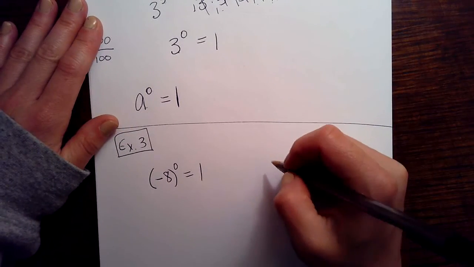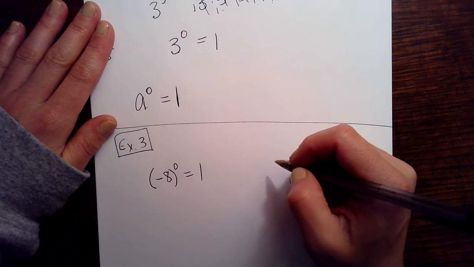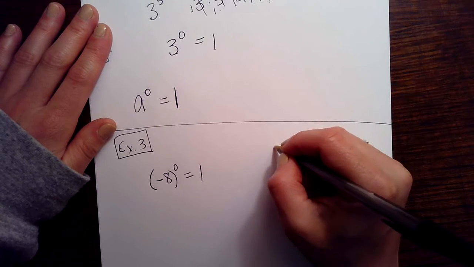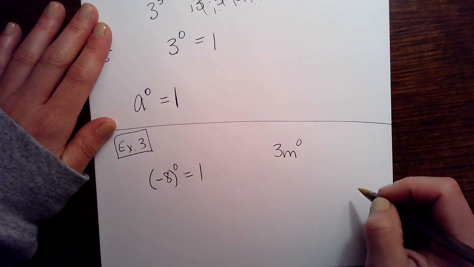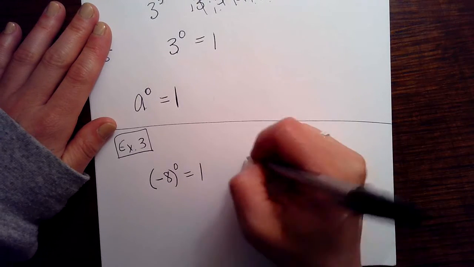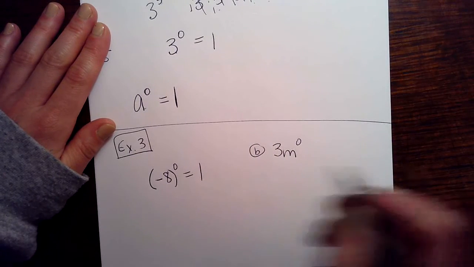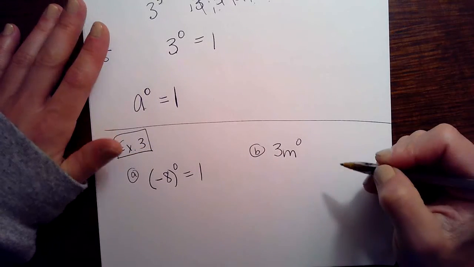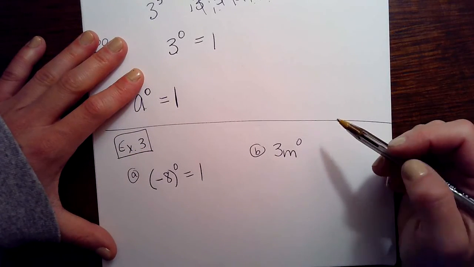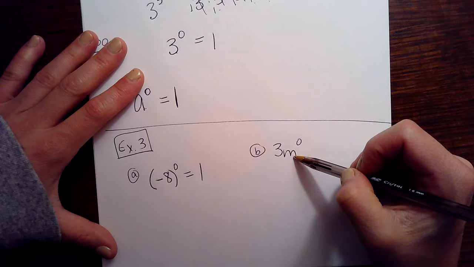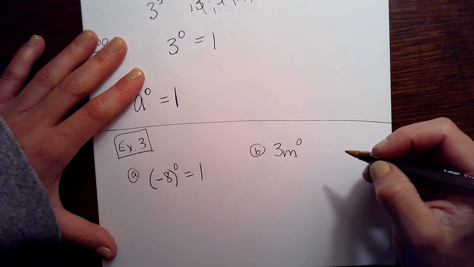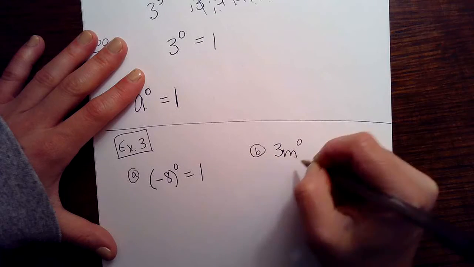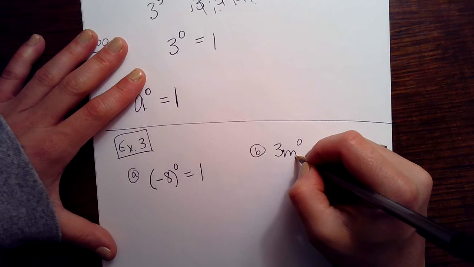Same thing when I have some factor. 3m to the 0. This is a second example. You'll notice this is example 3b. This is 3a. Notice I don't have parentheses now. So what is the base? Well, the base of the power is actually just m.